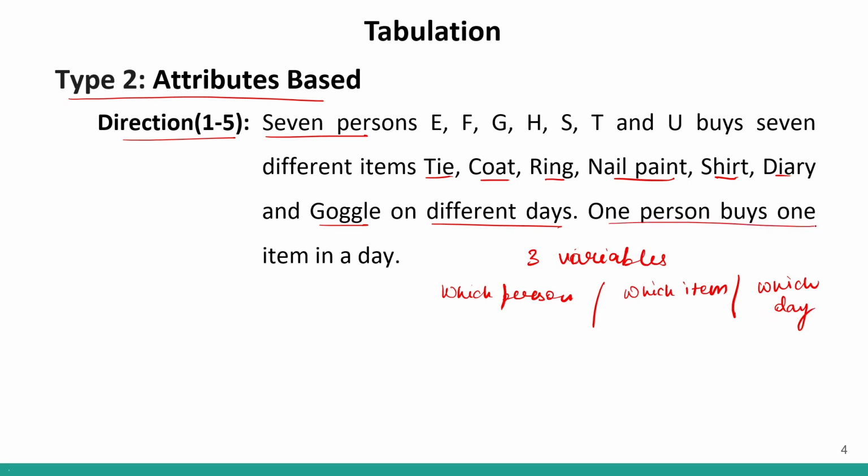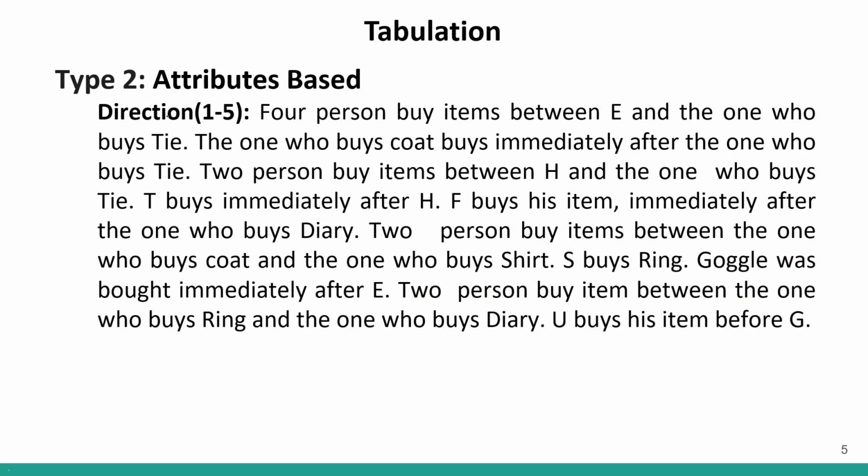It is given to us that one person buys one item in a day. So in totality, we will have 7 different days, 7 different people buying 7 different items. Clear? So let us look at the question. This is the data on which we will answer the questions. Whenever we get questions on tabulation, I have told you that you have to consider all the possibilities, and as and when we proceed, we will keep eliminating the possibilities that are not correct. So, direction 1 to 5.